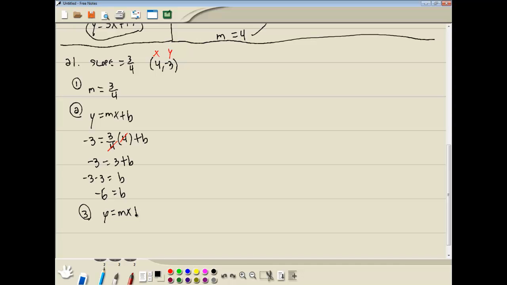Now step 3 is to actually write our answer down. So we plug in the m from step 1, which is 3/4. We plug in b from step 2, which is negative 6. And again, you could do a quick check on it. If I plug 4 in for the x, 3/4 times 4, the 4's would cancel. I'd have 3 minus 6, which is negative 3, which matches that y part.